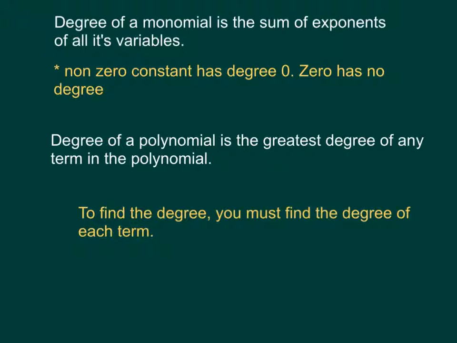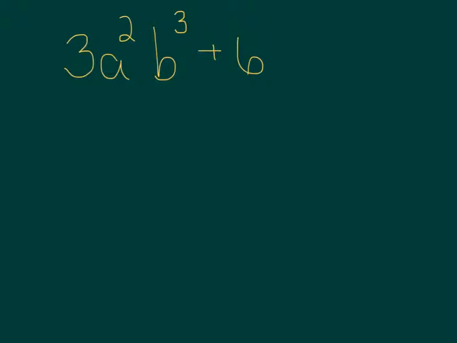A degree of a polynomial is a little bit different. It's the greatest degree of any term in the polynomial. So you first want to find the degree of each one of the terms, and then determine which one is the greatest. So let's take a look at this example.